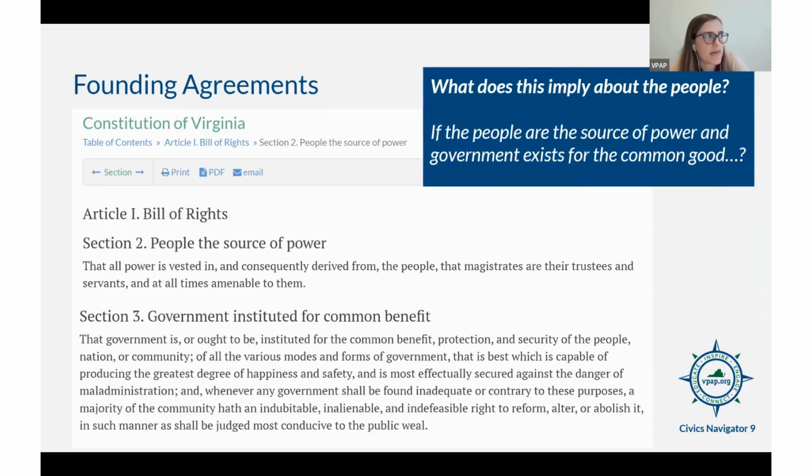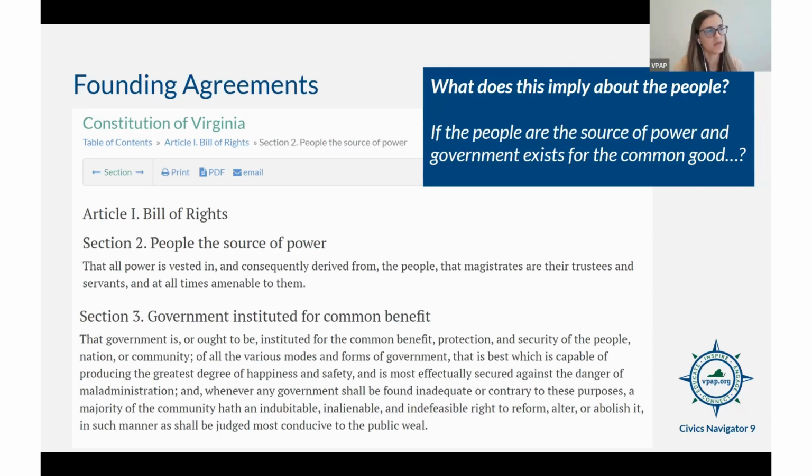So if we think of our founding agreements, that people are the source of power and that government is created, instituted for a common benefit, the question then becomes, well, what does this imply about the people? If the people are the source of power and government exists for the common good, what might this mean for the people? I don't know if anyone wants to chime in or share in chat. Or we can keep it a rhetorical question.